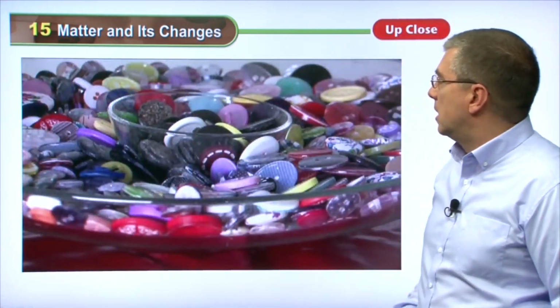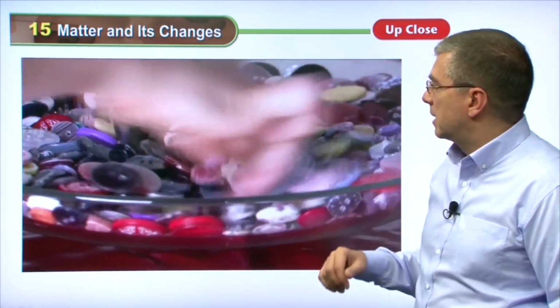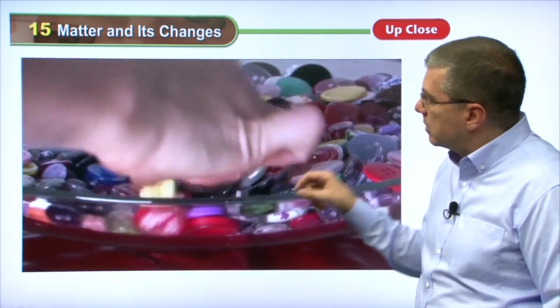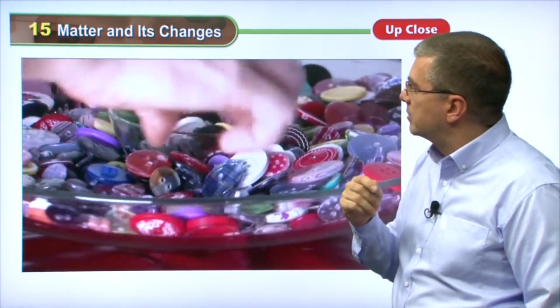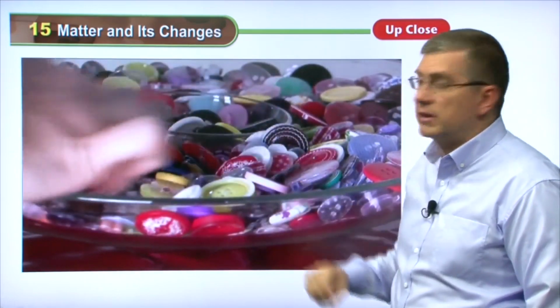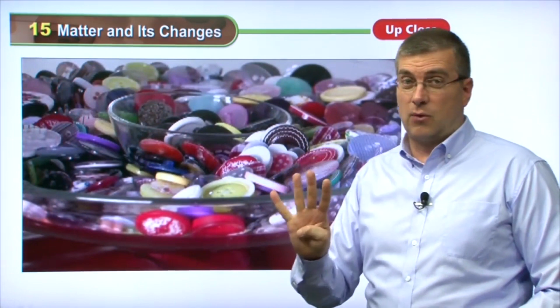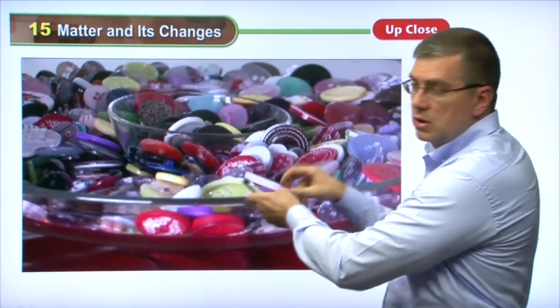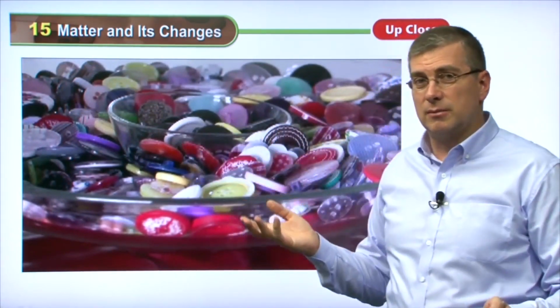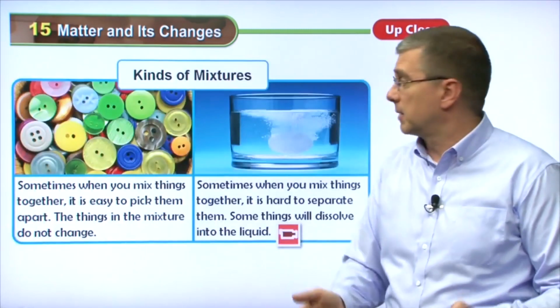Here we have, of course, all of these buttons like we're talking about. Now somebody's going through and they're picking out the different colors, maybe the buttons that have different numbers of holes. Some buttons have 2, some buttons have 3, some buttons have 4 holes. You can pick them out. You can separate them. That's easy to do, and they don't change their shape.